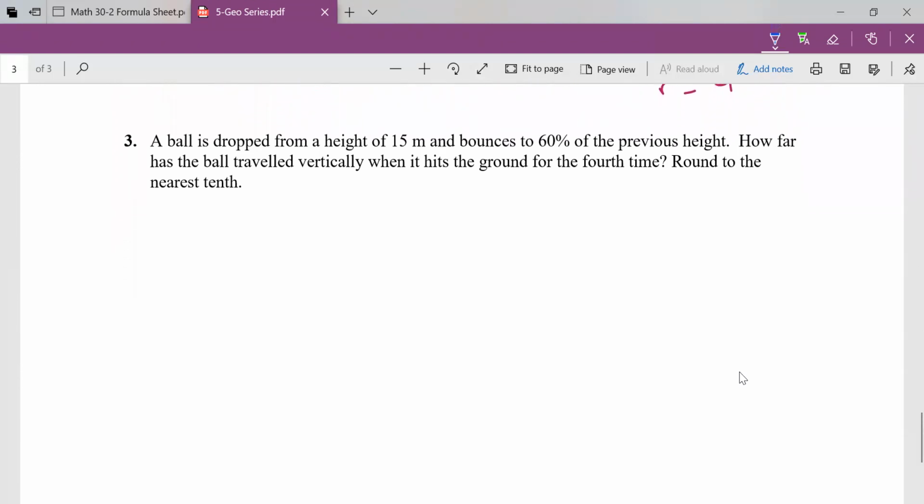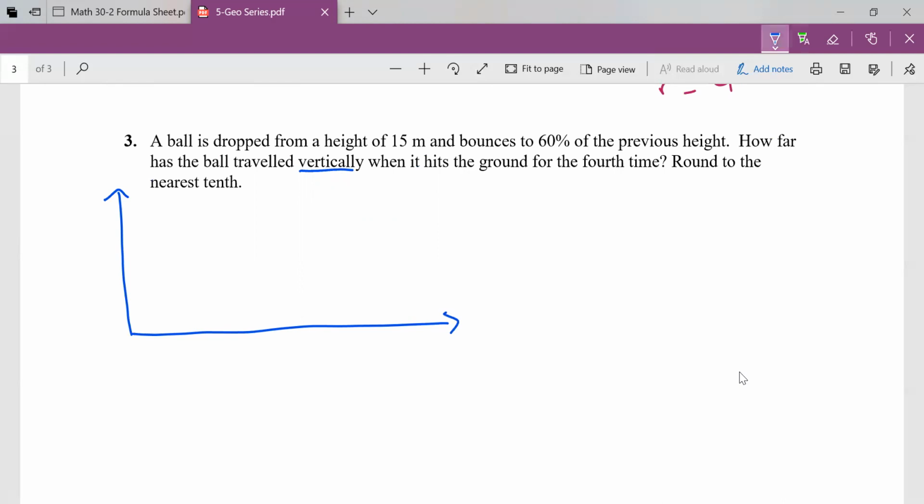So here's an application question. A ball is dropped from a height of 15 meters and bounces to 60% of its previous height. How far has the ball traveled vertically, that's an important word, when it hits the ground for the 4th time, round to the nearest 10th? Okay, so first thing we should do is maybe let's visualize what this is looking like.